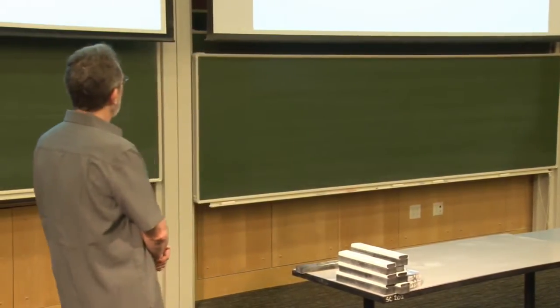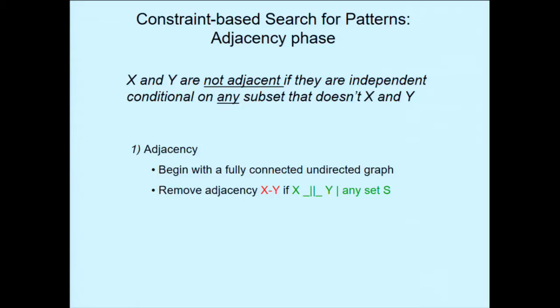Okay, so how do we do adjacency? Well, there's this beautiful little theorem that says if you have two variables, x and y, they can't be adjacent if they're independent on any subset. So if there's any subset that d-separates them or makes them independent, then they're not adjacent in the graph that generated the data. So what that says is, any way you can separate two variables is good enough. You don't have to keep looking. As soon as you find a separating set for x and y, you can remove the adjacency and then continue looking for other adjacencies.